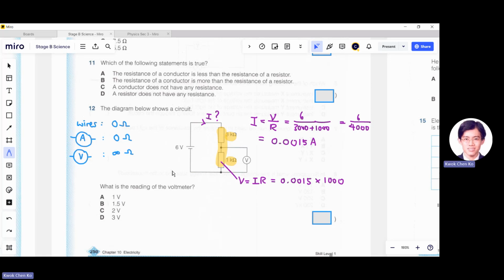The option C, for 11, you mean? Okay, C: a conductor's resistance is less than the resistance of a resistor. Well, that's true, of course, right? Zero is less than the value, right? A conductor does not have any resistance. Not true. Is a light bulb a conductor? Yeah, otherwise, how is it going to work? Does it have resistance? So yeah, that's the thing. You have to be clear about your concepts.